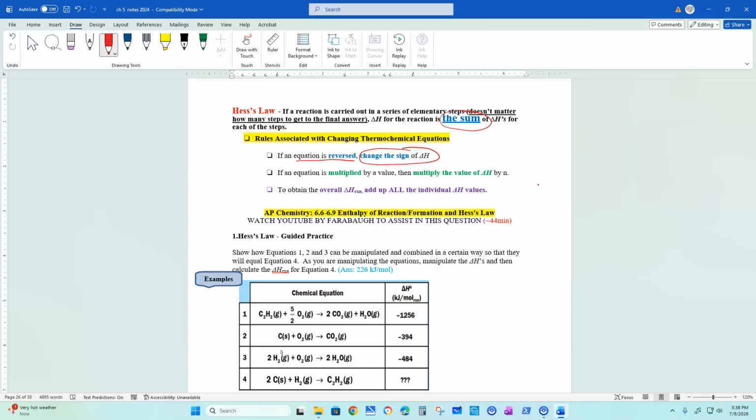If the equation is multiplied, as in the coefficients, well, then you multiply the delta H. So if you have to take the coefficients and multiply them or divide, as in change them to like 1/2, then you do the same thing to the delta H. And then in the end, as we said, add it all up. Okay, sounds pretty easy because it is very easy.